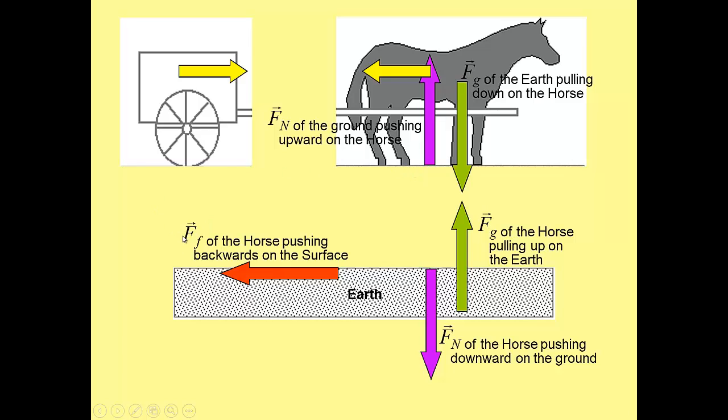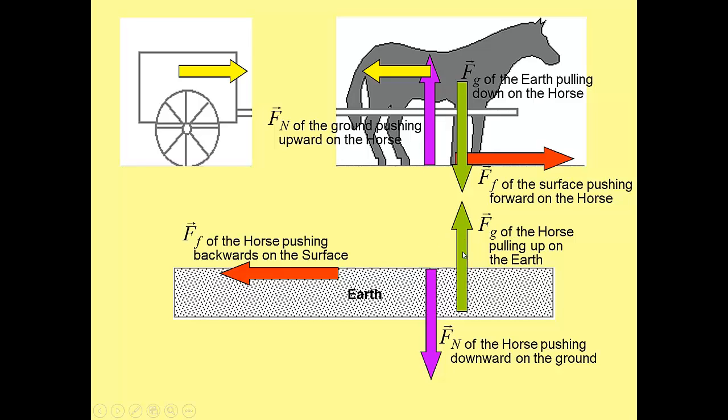So there's got to be some friction between the hooves, which always act, notice, friction acts parallel to the surfaces. Normal forces act perpendicular to the surfaces. And if the horse pushes backwards on the surface with a force of friction, what's the surface going to do? According to Newton's third, it'll push forward on the horse.